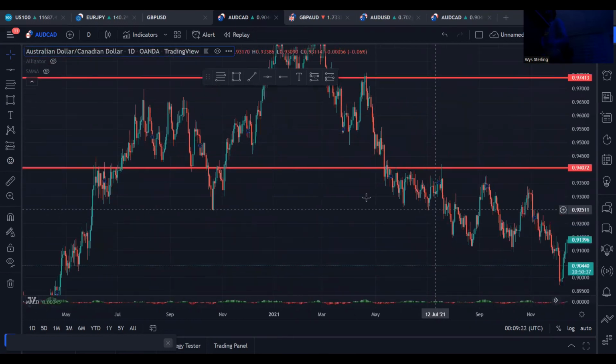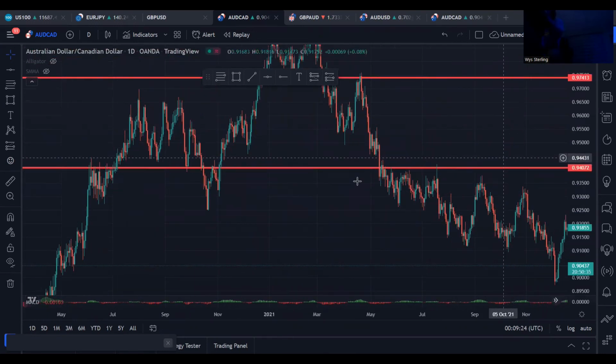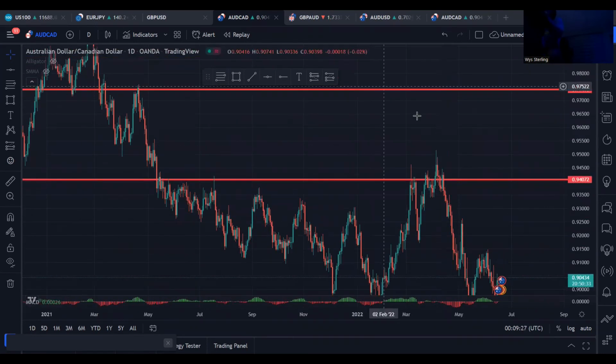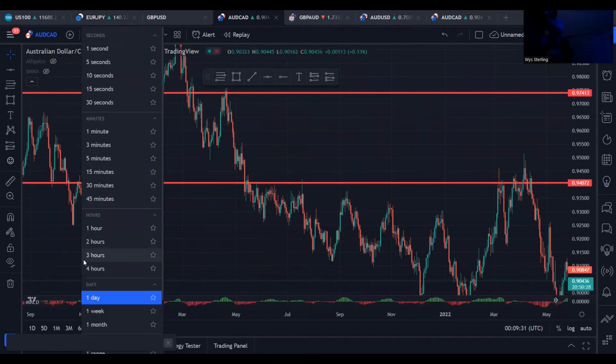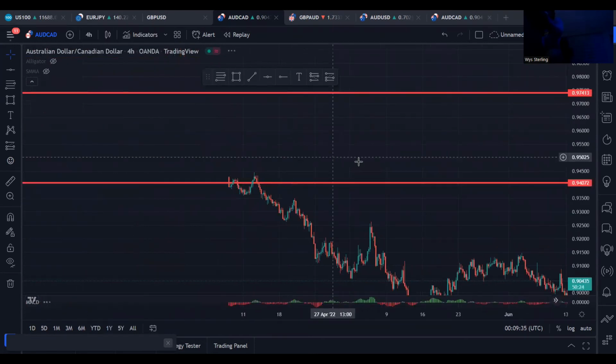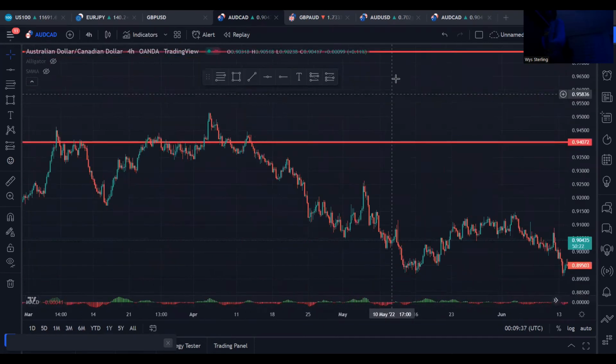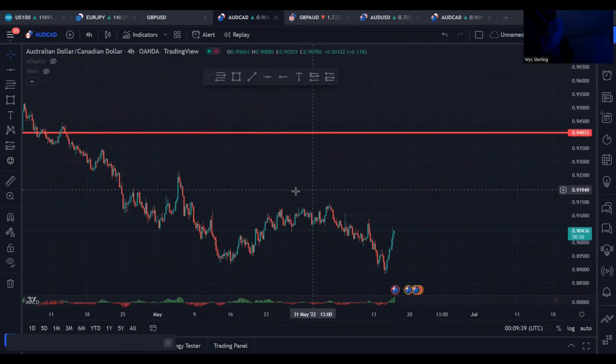Okay, we have more touches. So this is the daily time frame and we have more touches. Let's go to the lower time frame and see how it goes. Simple. The same thing applies everywhere.